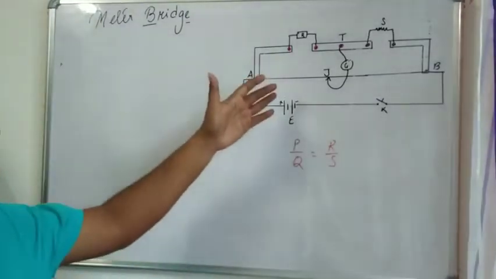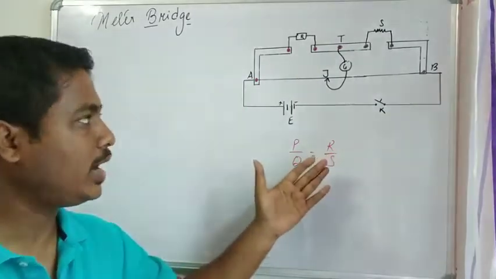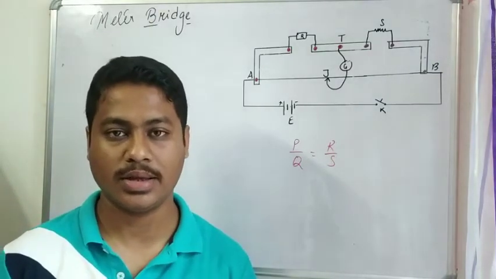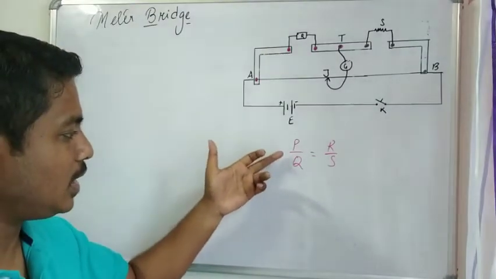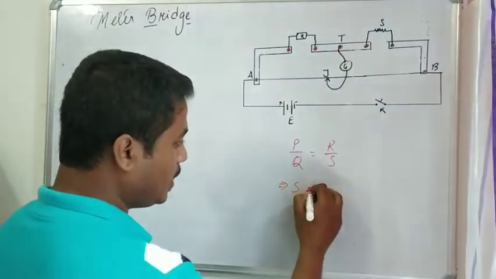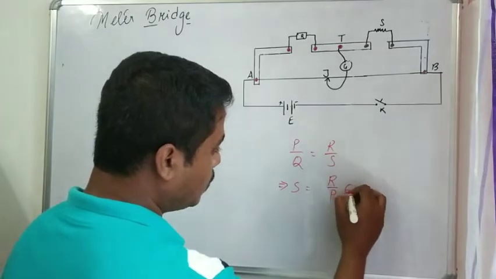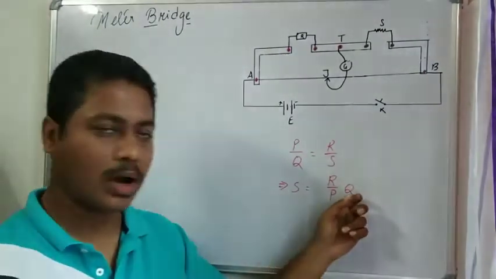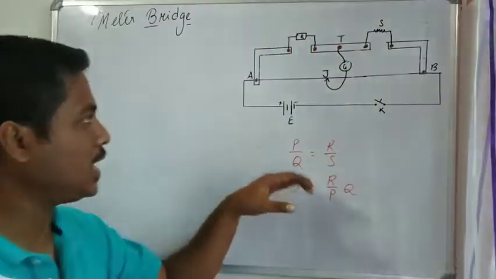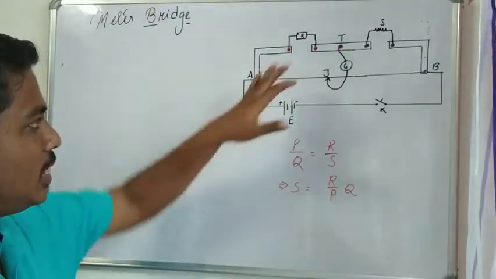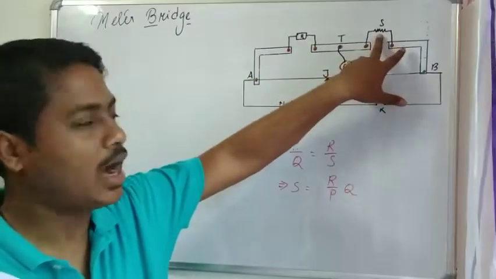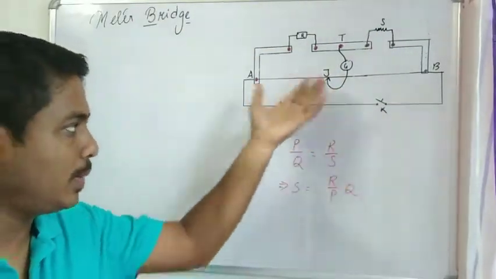This meter bridge is also based on the Wheatstone bridge principle only. Here we have a total of 3 known resistors and 1 unknown resistor. P, Q and R are the known resistors and S is the unknown resistor. From here we can determine that S is equal to R by P into Q. Here P and Q are constant resistors and R we can consider a variable resistor. In this meter bridge, R is a known resistor, which is nothing but a resistance box, and this is your unknown resistor, which we have to calculate using this meter bridge.